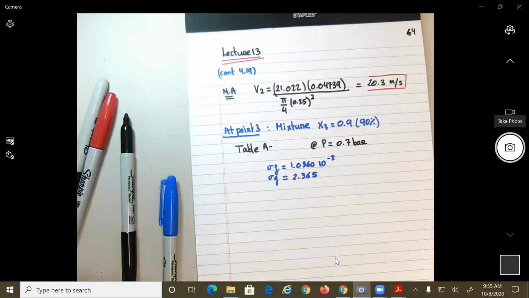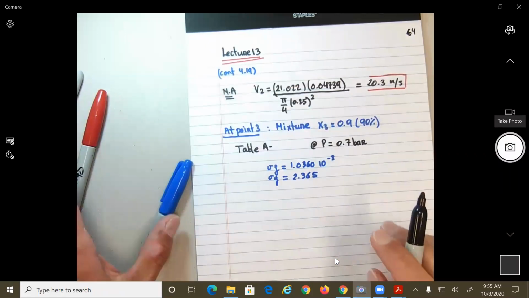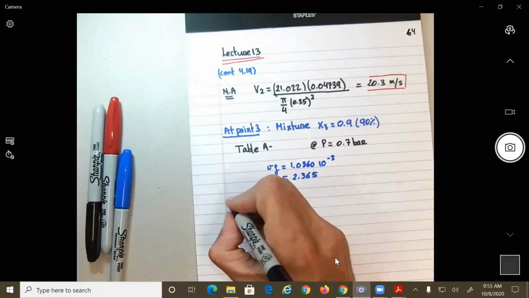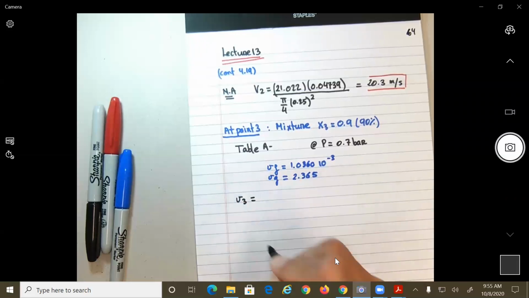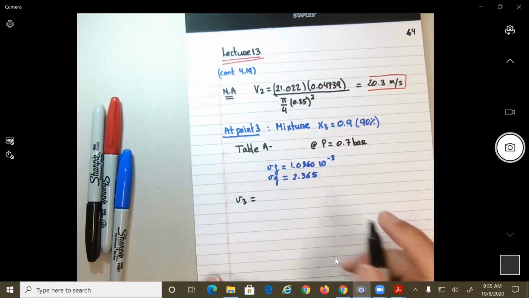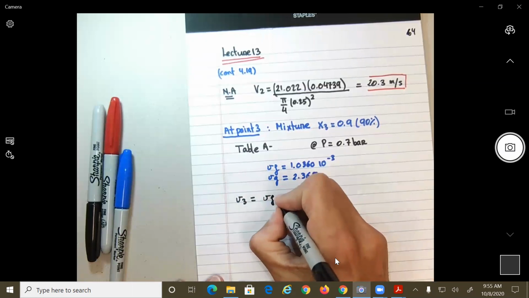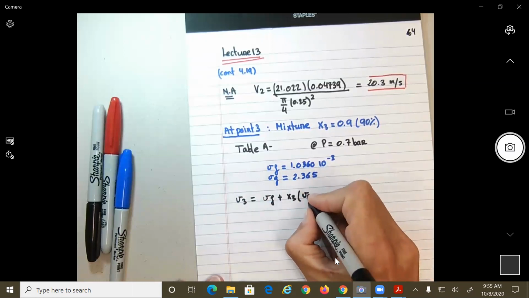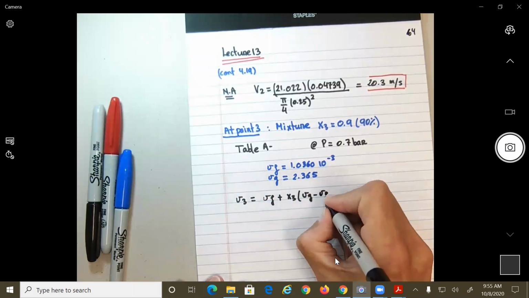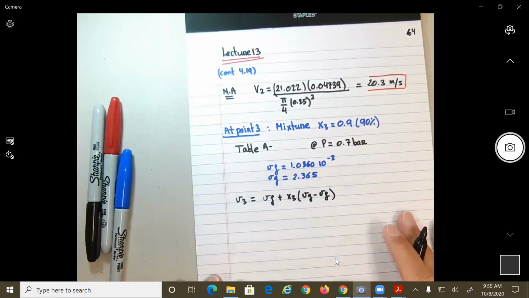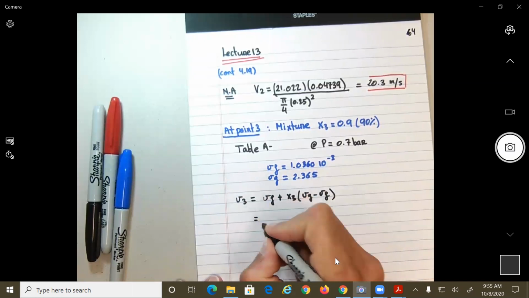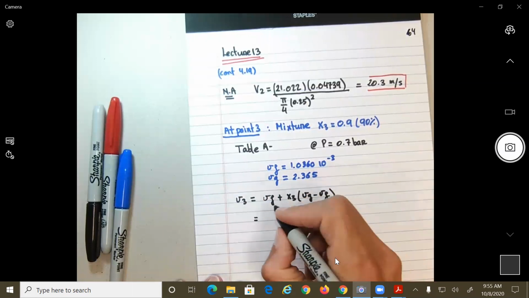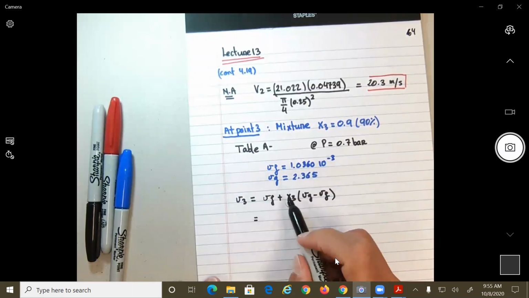All right, so now that we know this, we can say then that V3, specific volume fluid, will be equal to what? Will be equal to V fluid plus X3 times Vg minus V fluid. Okay? All right, so this will be equal to what? This equation you should have gotten.